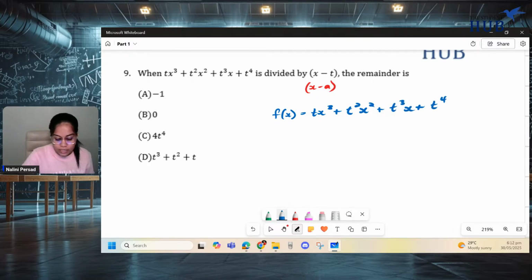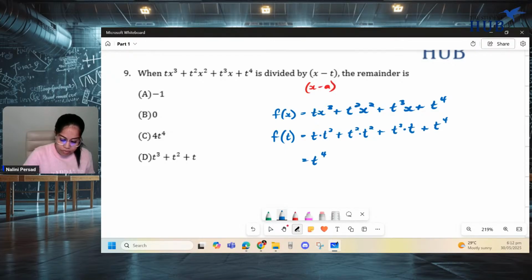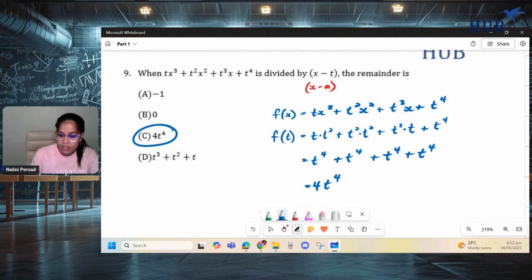And I'm substituting t inside of the function. Wherever I see an x, I substitute t. So t times t cubed, t squared times t squared, t cubed times t. Right, so I get t to the power 4 plus t to the power 4 plus t to the power 4, right? I'm adding the same thing 4 times, so I get 4 times t to the power 4.